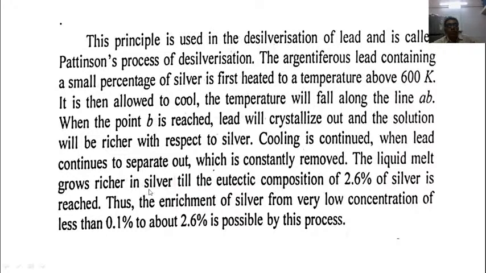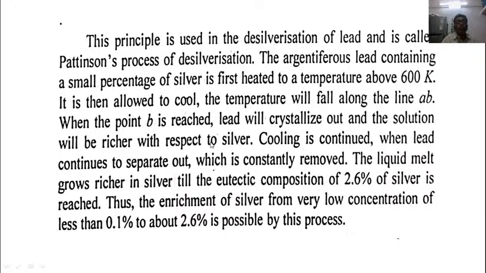The liquid melt grows richer in the silver, and up to the eutectic composition, 2.6% of the silver is reached. Thus, the enrichment of the silver from the very low concentration to about 2.6% is possible by this process. Particularly, this process can be used for desilverization of the lead. To remove the silver metal from the lead, we can obtain the pure lead. Silver can be separated out.